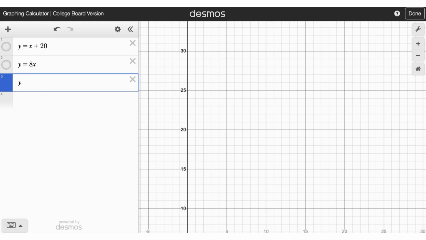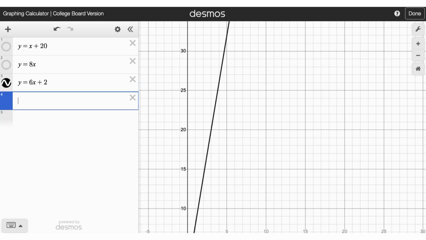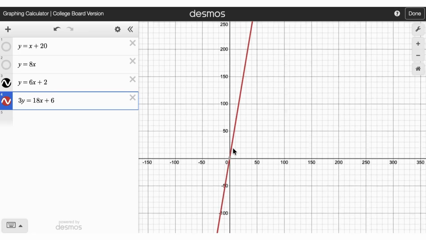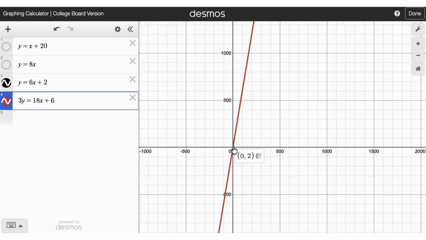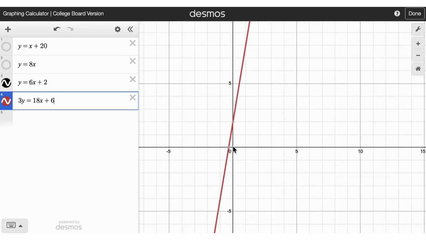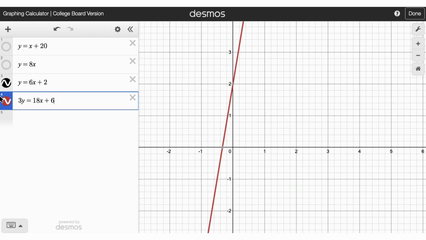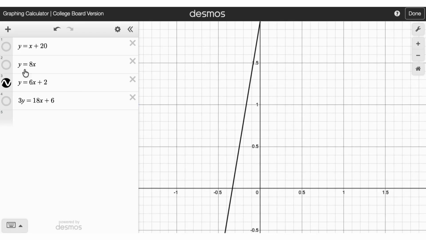Okay, let's see, y equals, what was their example? Let me type a new one, 6x plus 2. And another one, which is 3y equals 18x plus 6. Now, if you zoom out, you would only find one graph, no matter how much you zoom out. And no matter how much you zoom in, you would only find one graph or one line here. That is because if I turn this off, there you go, you have the other graph. This means that they are on top of each other.